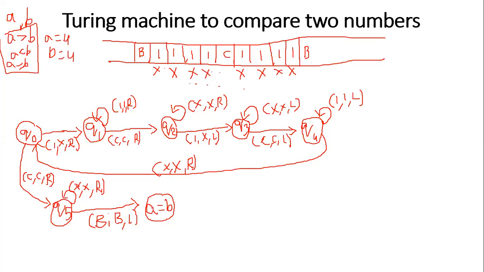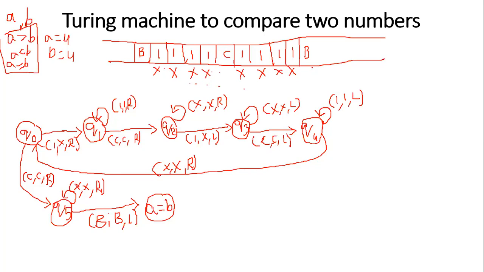If both numbers are same, you'll have same number of ones in the left part and the same number of ones in the right part. How do we know that all the ones are finished in the left part? If X is followed by C immediately, then all the ones are finished on the left side. How do we know that all ones are finished on the right side? If X is immediately followed by blank space, all ones are finished on the right hand side. So this is the case for A is equal to B.